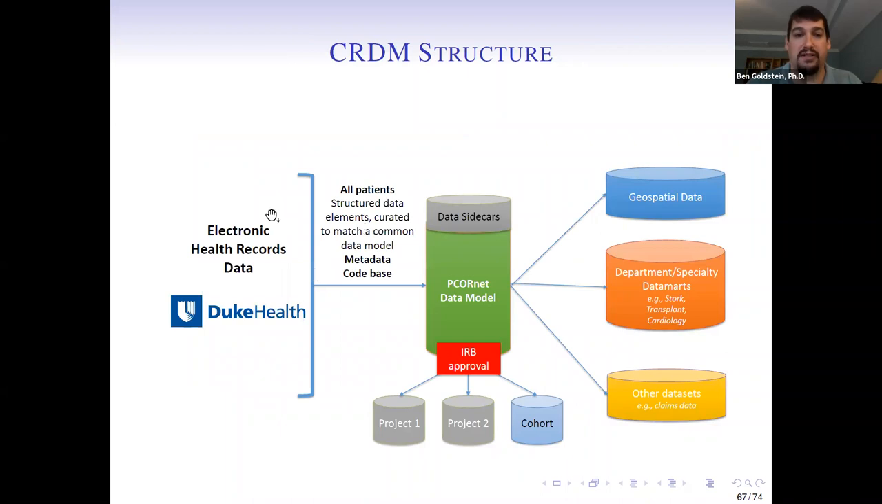Again, a basic structure is that we're taking Duke Health data, we're moving it into the data model, and then off of this, we would have each individual project, which may also bring in geospatial data, department-specific data marts, or other types of data sets.